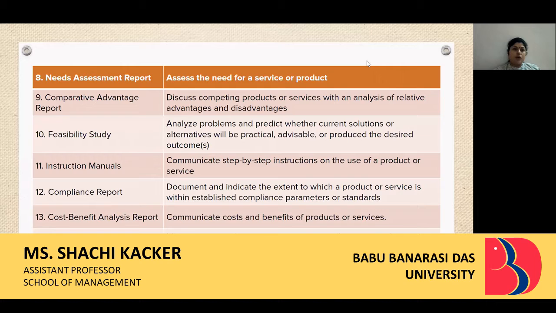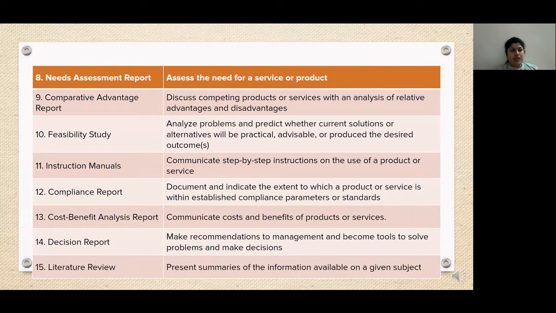Now the next one is the need assessment report. As the name suggests, according to the need, we are going to assess and then report or communicate. We assess the need for a service or a product, what kind of service or product you require. That is very important, because it tells what kind of service is required, what people you want to cater to, and how to develop a product. These are basically need assessment reports.